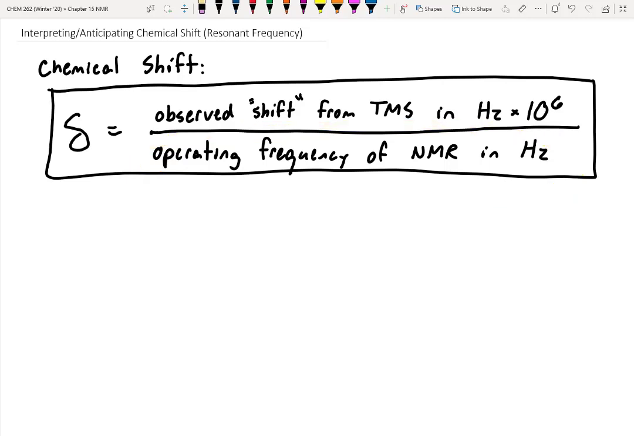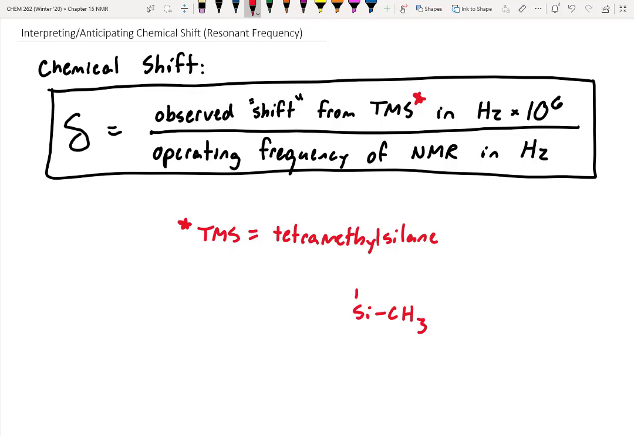All right, so on the top, it says observed shift. So the top part said observed shift from TMS. The question is, what the heck is TMS? It is tetramethylsilane, basically meaning you've got a silicon atom with four methyl groups coming off of it. How many unique signals are there for TMS, tetramethylsilane? One, which means it's a really good internal standard. And basically what it means is that all NMRs set these protons to occur at zero.